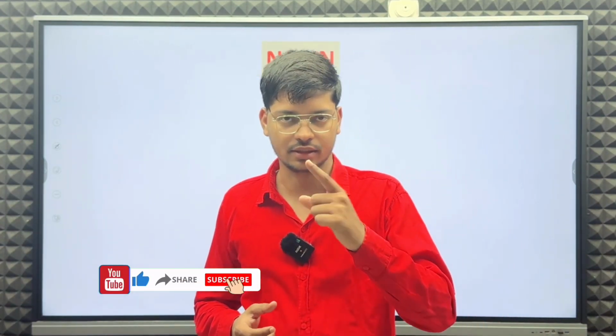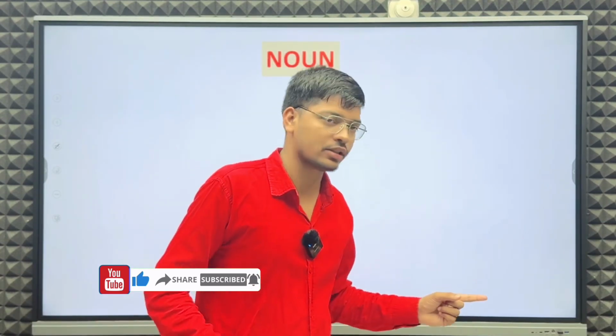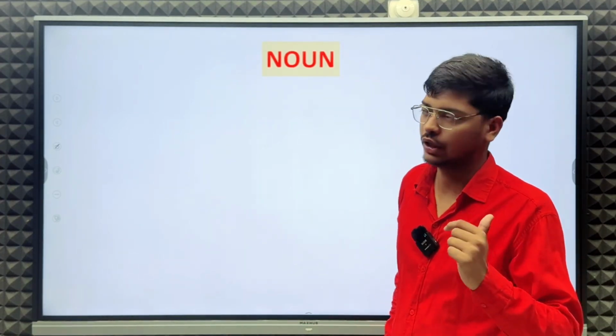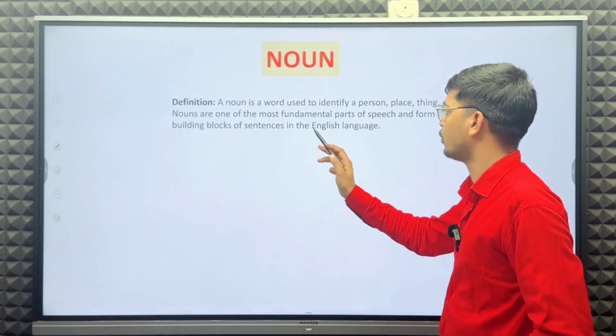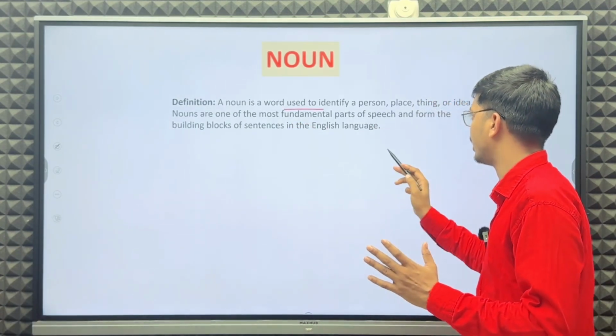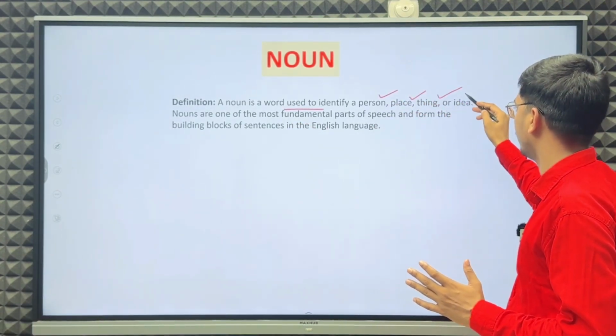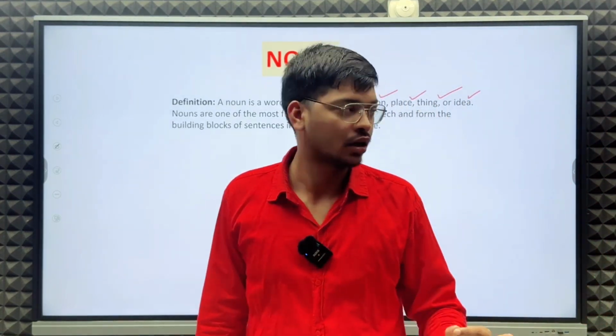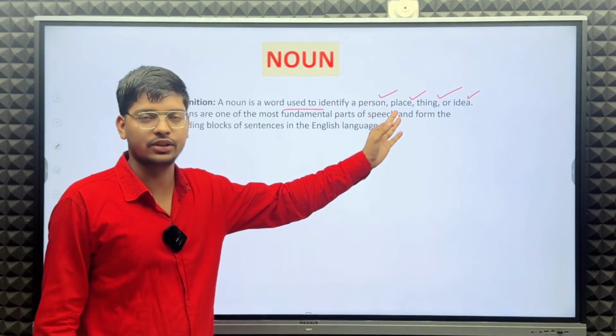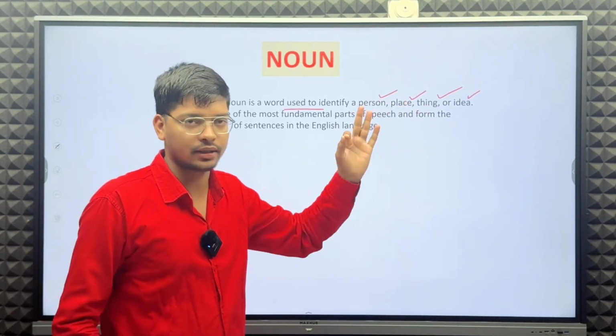So let's get started. First of all, guys, let's see nouns and the definition of noun. The definition is: a noun is a word used to identify a person, place, thing or idea. So what is a noun? Noun means the name of a person, place, thing or idea.